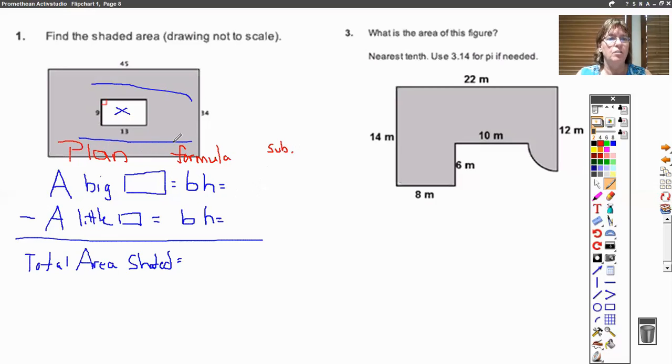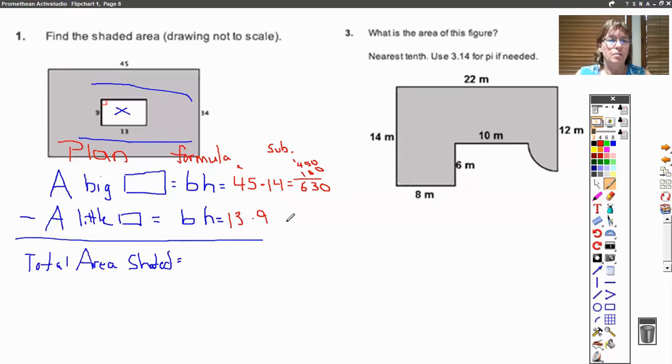So I'm going to take the larger rectangle, and the base is 45 times the height is 14. On the smaller one, it's 13 times 9. And then I just do the math. Well, I know 45 times 10 is 450. So I'm going to have 450 plus 45 times 4. So 4 times 5 is 20. I carry the 2. And 4 times 4 is 16, 17, 18. And then I'm just going to add these two together. So I get 0, 8, and 5 is 13. Carry the 1. And then 5, 6.